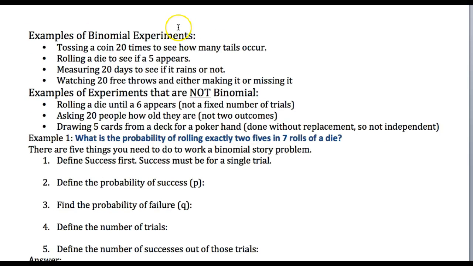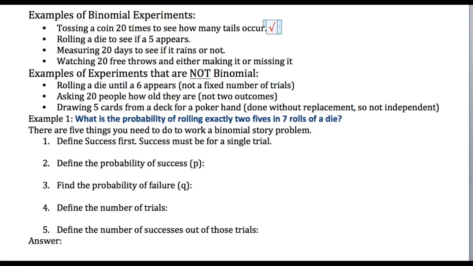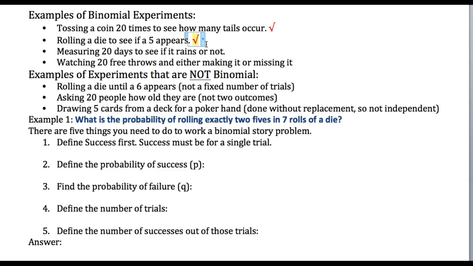So, examples of binomial experiments. Tossing a coin 20 times to see how many tails occur. Two outcomes, heads and tails. The next one, if we roll a die to see if a 5 appears, well, it's either 5 or not 5. That would be only two cases. Some people think it's 6. No, it's either 5 or not 5.